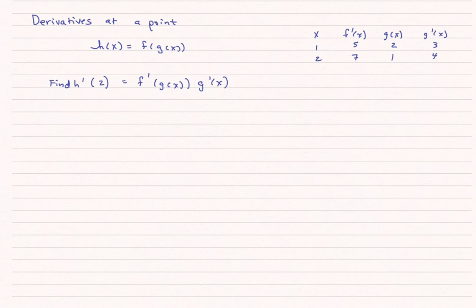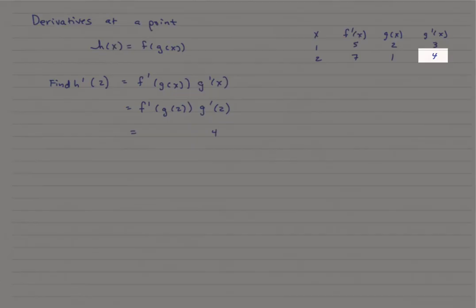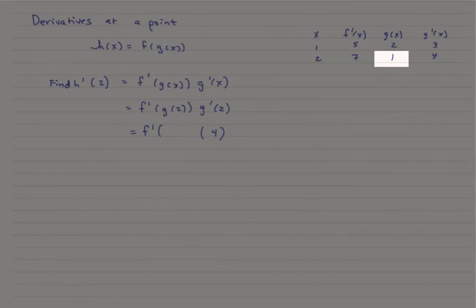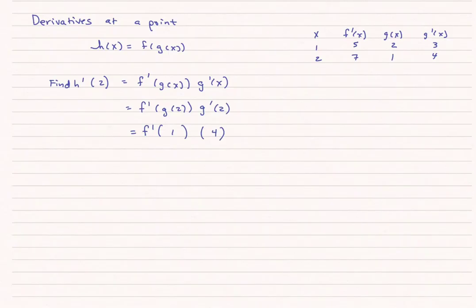The first thing I'm going to do is attack this g prime term. I'm going to rewrite these as 2 plugged in, so it's easier to see where this comes from. g prime of 2 is equal to 4. Then I have f prime of g of 2. g of 2 is equal to 1. So now I have f prime at 1 times the number 4. f prime at 1 is equal to 5. 5 times 4 is simply equal to 20. I think this really helps you keep track of what you're plugging into the f prime and what you're plugging into the g prime terms.